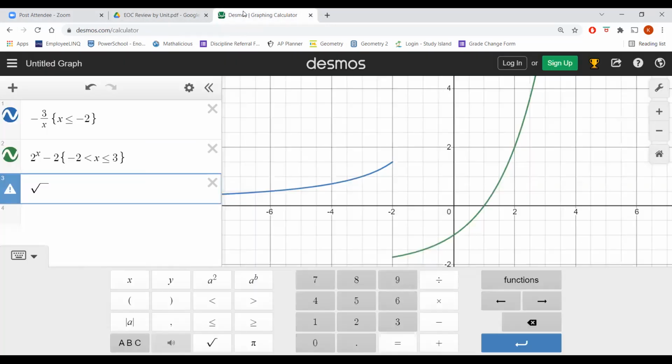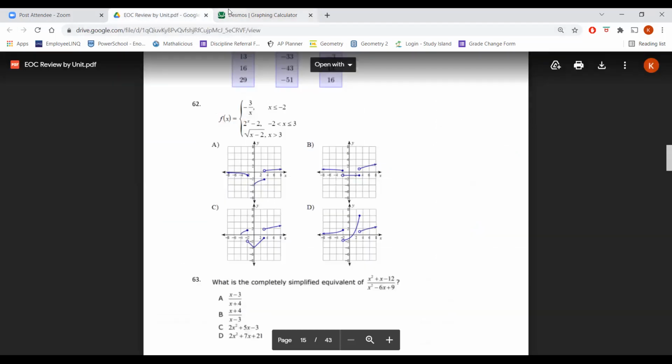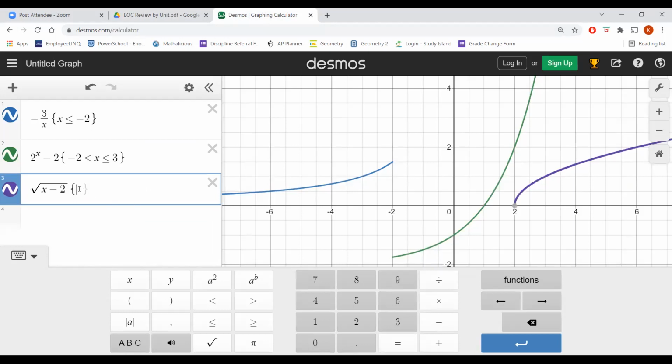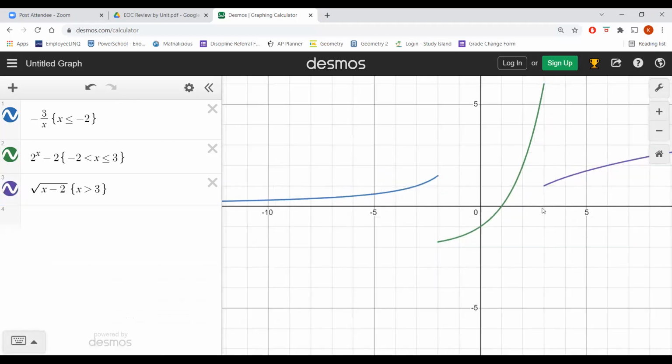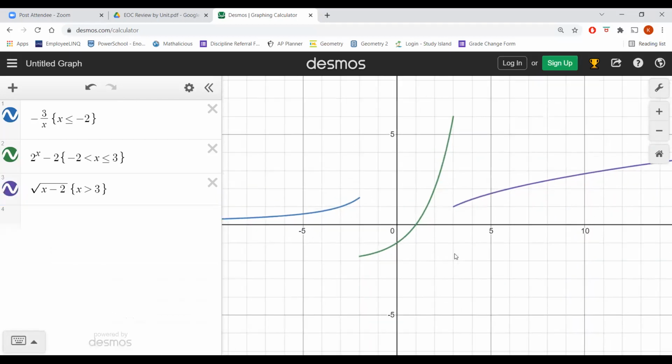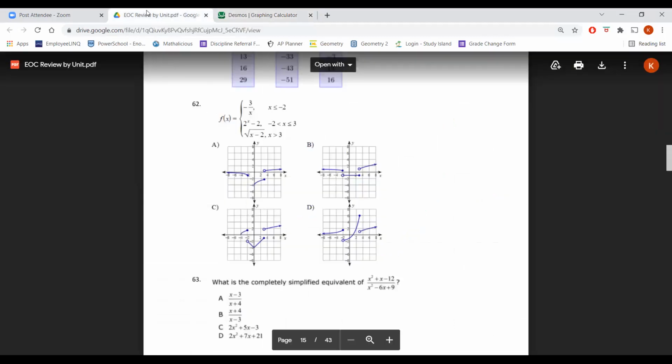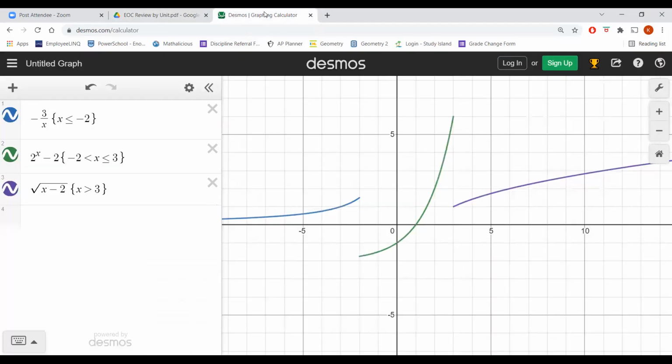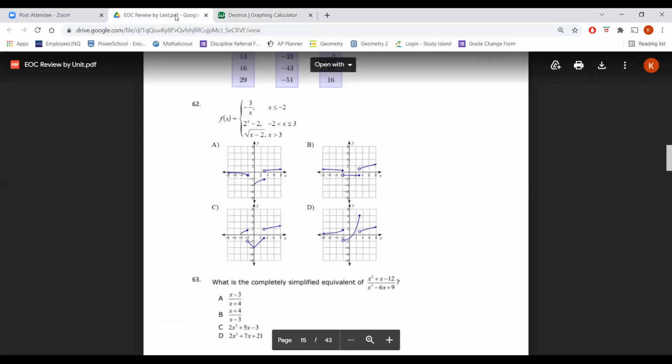So square root of x minus 2. And then we're going to get our limited domain, x is greater than 3. Okay, so the nice thing about this, when you plug these in, is that yes, we can do this problem where we are just checking to see which graph it matches. And I can see that I think it matches D the best. Kind of looks like it matches D.